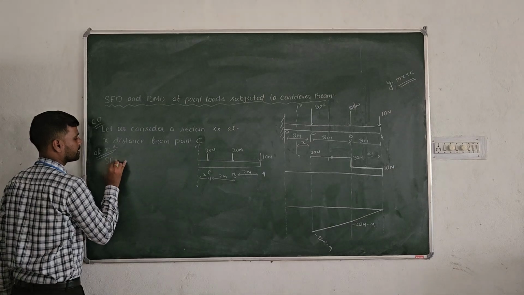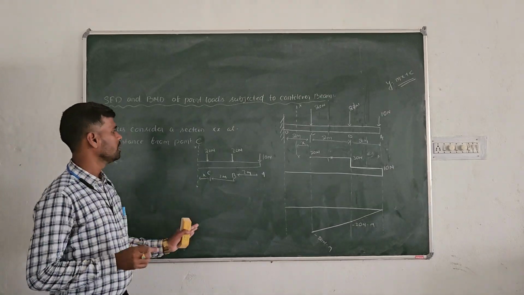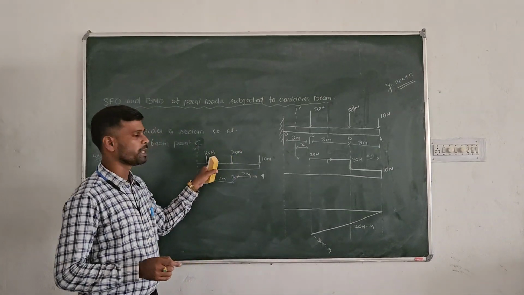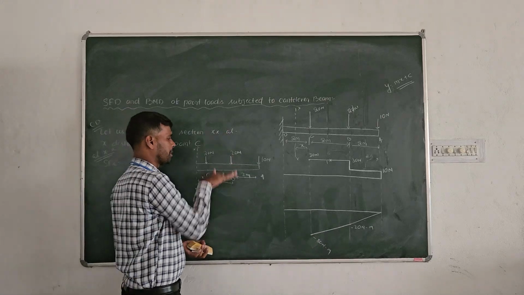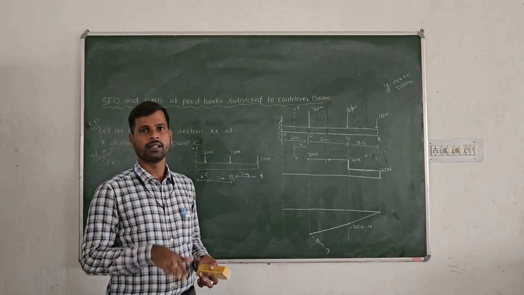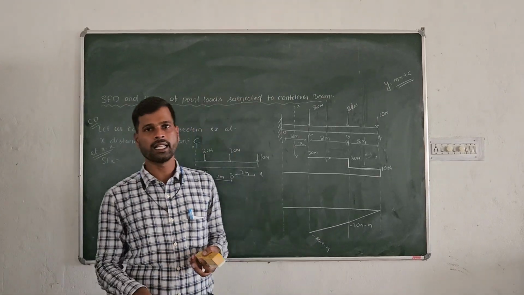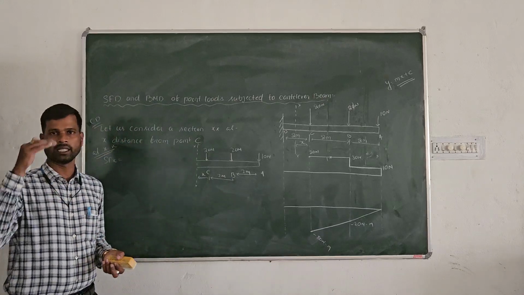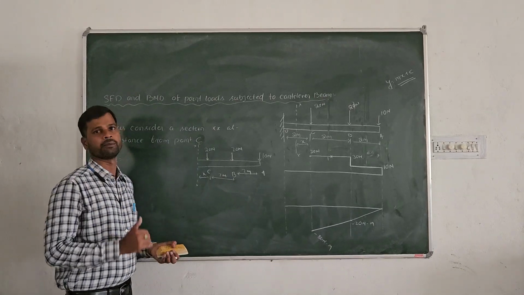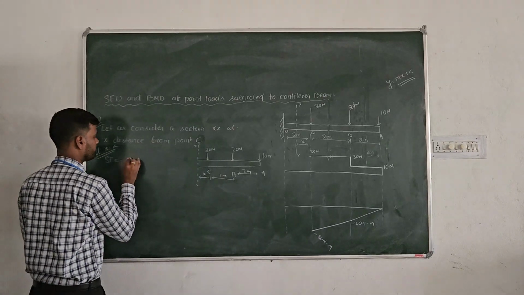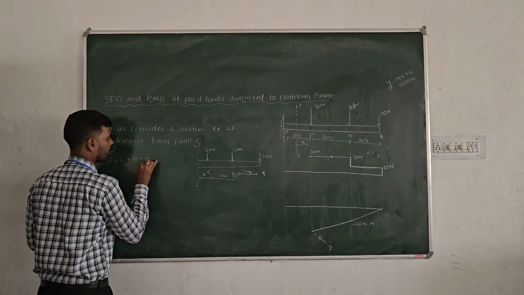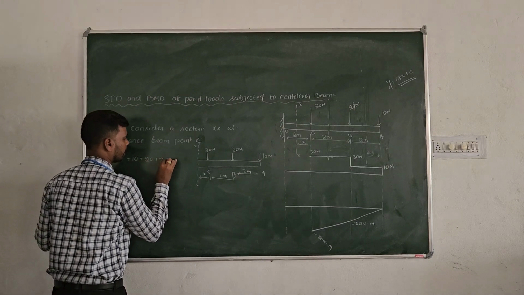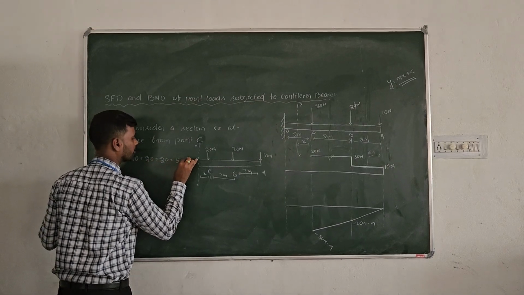SF at x is equal to how much? 10 plus 20 plus 20, because all these three forces are making the right side of the beam go in the downward direction. If the right side of the beam is going in the downward direction, that will be positive. So plus 10 plus 20 plus 20, that is 50 Newton.